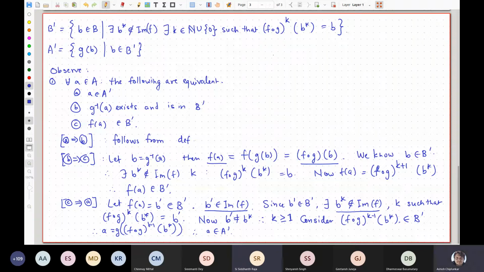What is F compose G applied 0 times to an element? It's just that element itself, right? Which is why K is greater than or equal to 1. So which is why I'm considering this element, F compose G applied K minus 1 times to B star. And by definition, it is in B prime. Okay, sir. Got it. And now, in fact, A is just G applied to this element. Why? Because if you apply G and then apply F, you get back B prime, whereas F of A is B prime. So here you're using injectivity of F effectively.